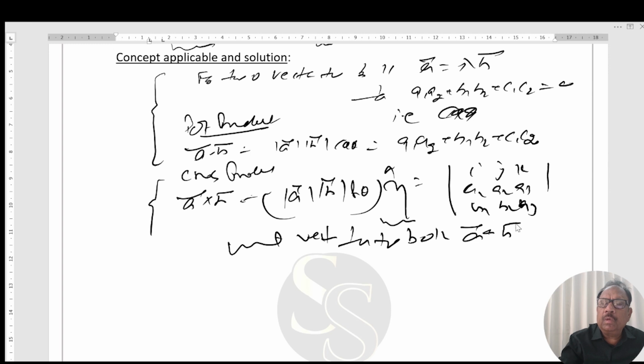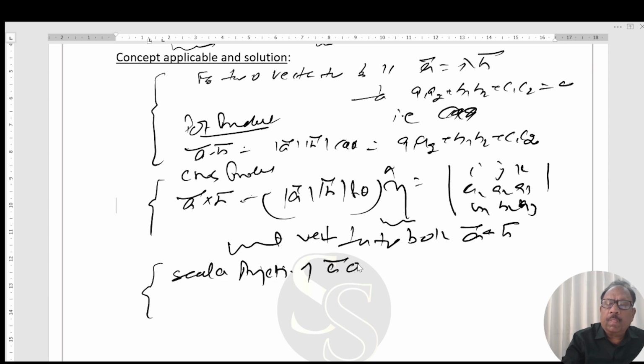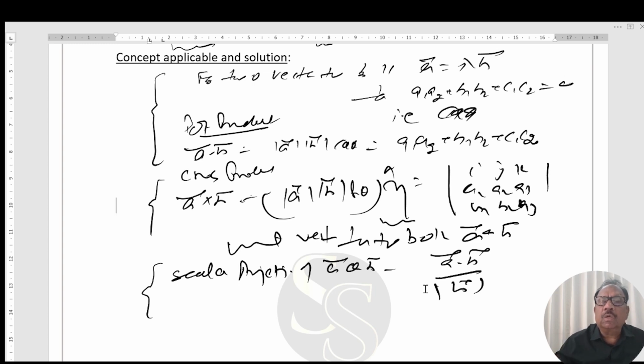where this is the unit vector perpendicular to both A and B. Right. Dot product, scalar projection of A on B equals the dot product of the two vectors divided by the magnitude of the vector. I have discussed a number of cases, all the three cases.